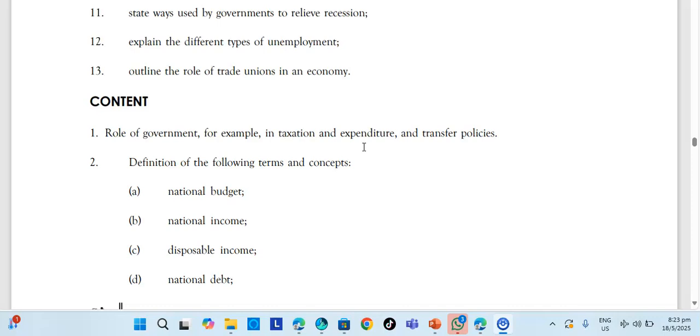If inflation is high, it might delay or reduce some projects to slow spending. Another way the government controls the economy is through transfer policies, meaning payments made by the government without receiving goods or services in return. For example, pensions, unemployment benefits, housing and food assistance. Now, how does this stabilize the economy?